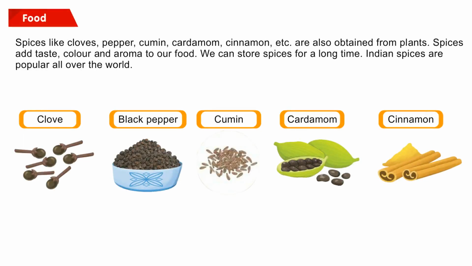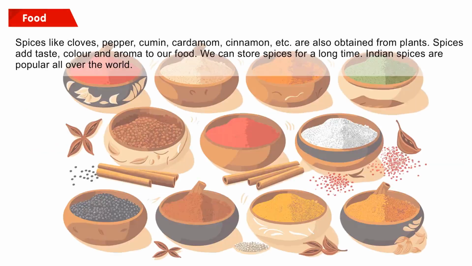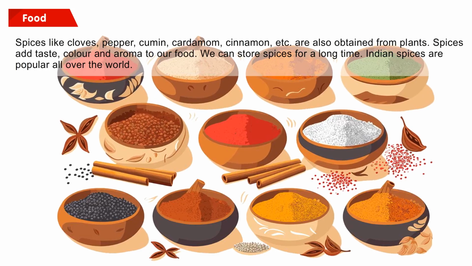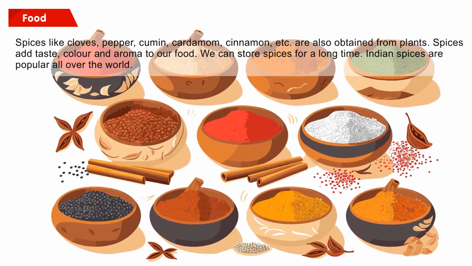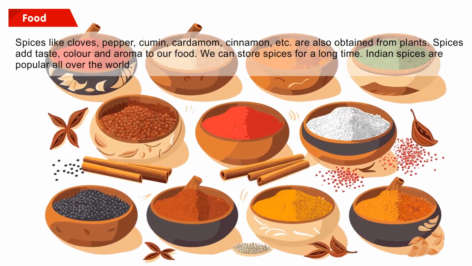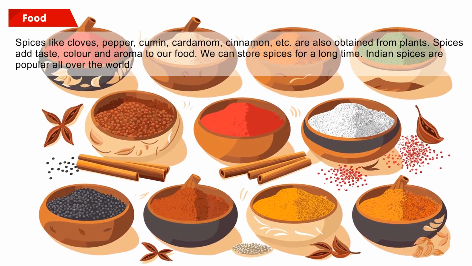Spices like cloves, pepper, cumin, cardamom, cinnamon, etc. are also obtained from plants. Spices add taste, color, and aroma to our food. We can store spices for a long time. Indian spices are popular all over the world.